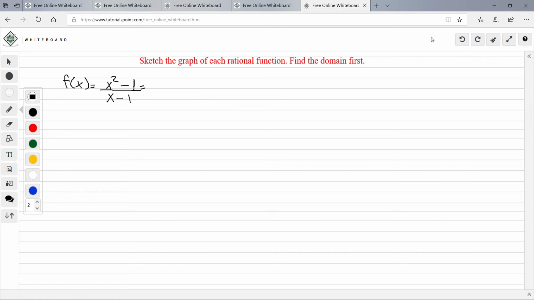So first, we have the function f of x equals x squared minus 1 divided by x minus 1. The first step I'm going to do is simplify the numerator. Since x squared minus 1 is a difference of squares, it becomes x plus 1 times x minus 1, divided by x minus 1. On the numerator we have an x minus 1 and on the denominator an x minus 1. Whenever something cancels like this, that means there's a hole in the graph.